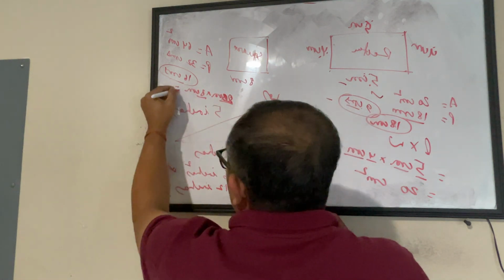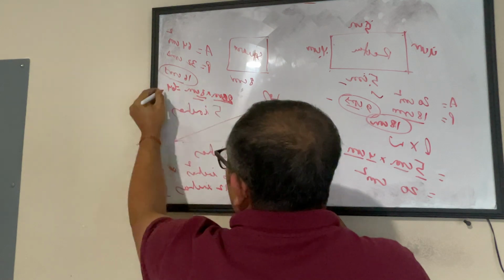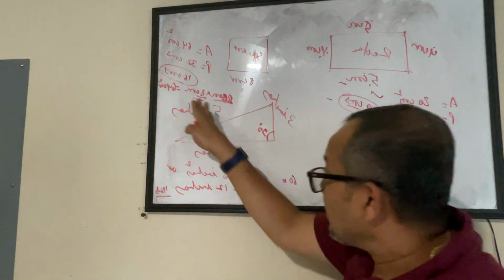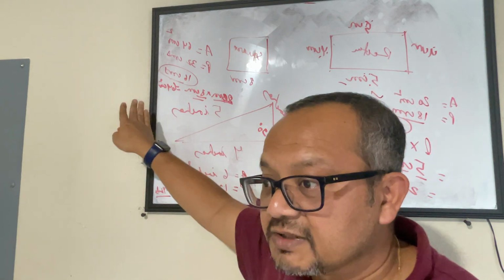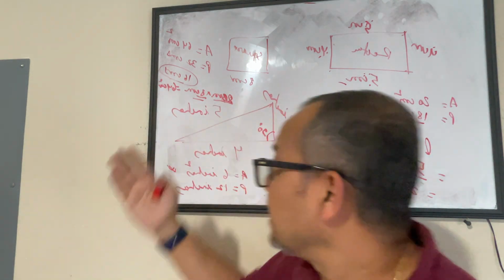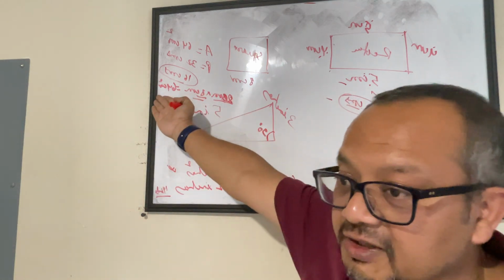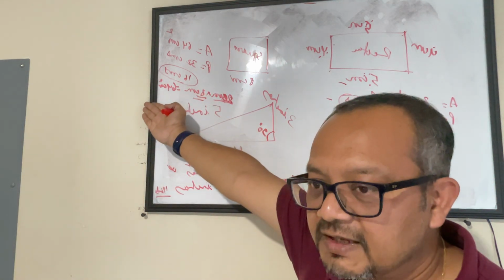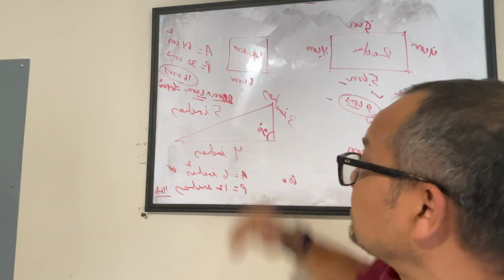8 into 8 is 64 centimeter into centimeter, square. How was I able to do it quickly? 8 times 8, 64, because I have learned tables, and that's what I keep asking you guys also, right? If you know the table, you can do it real quick. 30 seconds. 64 centimeters square. That's the area of a square.